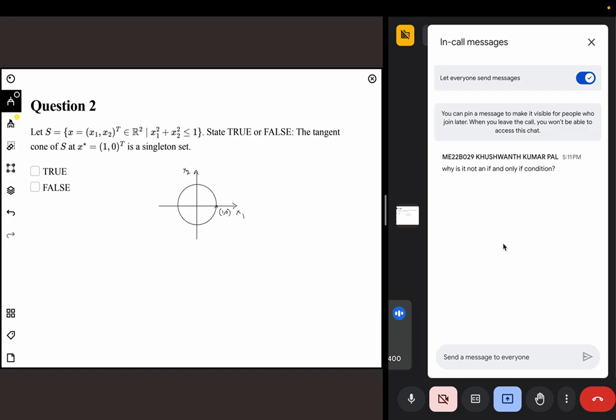So what is the set of tangent cones for this 1 comma 0? All these vectors will actually form a tangent cone, right? So is it a singleton set? The cardinality is not one. False. I mean, you would just have one element in it. False.